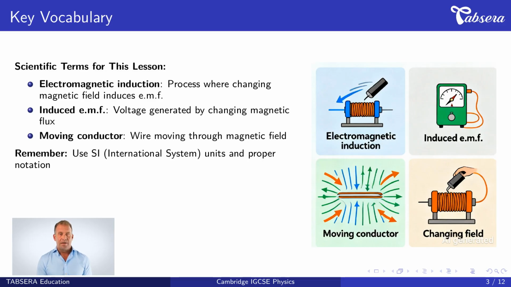Now let's define our key vocabulary. Each term is essential for understanding this lesson. First, electromagnetic induction, which means the process where a changing magnetic field induces electromotive force in a conductor. Second, induced EMF, which means voltage generated by changing magnetic flux through a conductor. Third, moving conductor, which means a wire or metal rod moving through a magnetic field. Understanding these terms precisely is crucial for examination success.